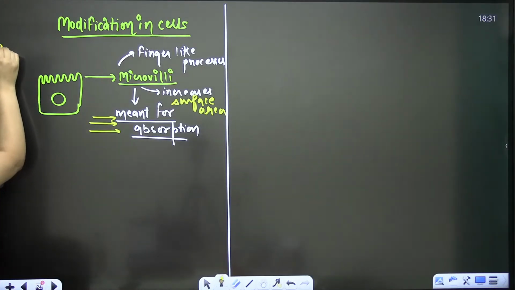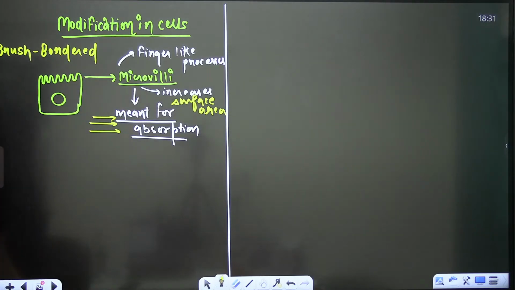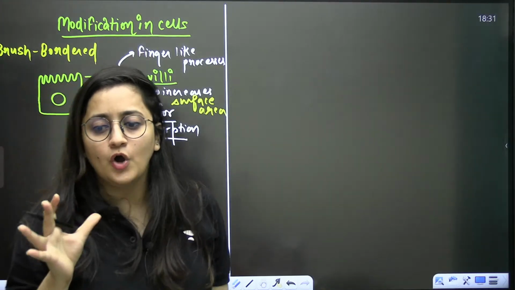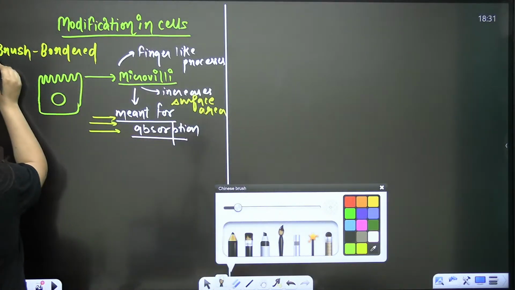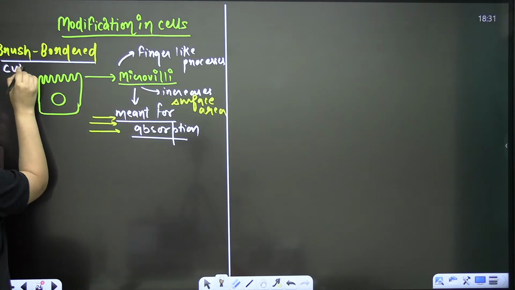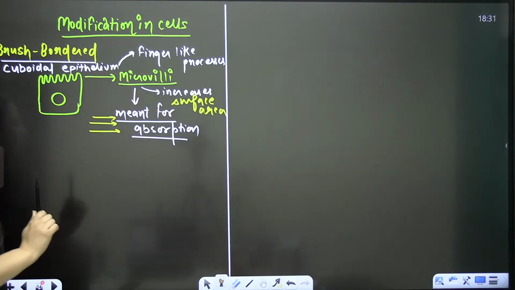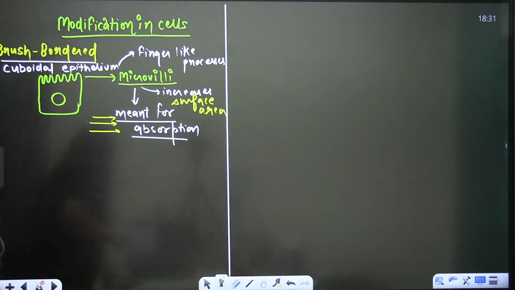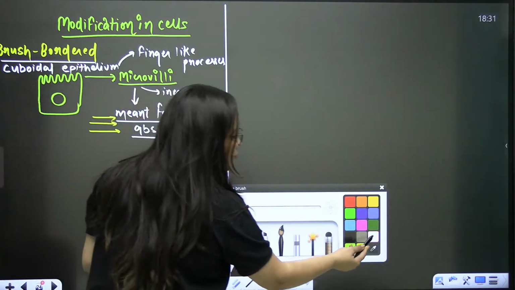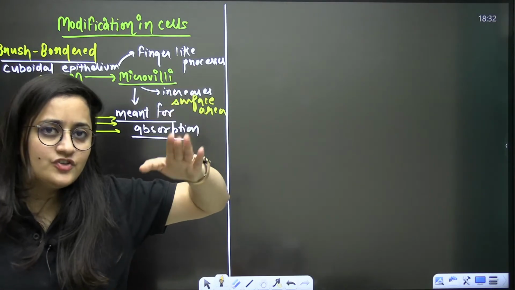When these cuboidal cells contain these microvilli, such an epithelium is brush bordered epithelium. What is the word for such cells? It is brush bordered. So brush bordered cuboidal epithelium. When do we say brush bordered? When it has microvilli. Microvilli are finger-like processes meant for absorption. Obviously they are non-motile and non-contractile, and they do not have the 9+2 arrangement. They are just meant for absorption.